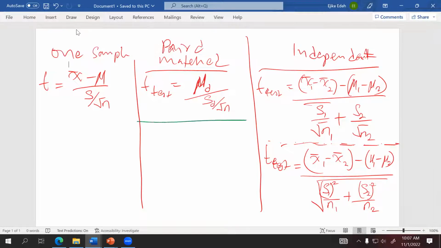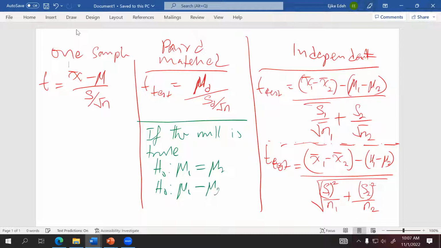Let me use green. If the null is true, and what is the null? The null is that mu of group 1 is equal to mu of group 2. If this is true, then it implies that mu of group 1 minus mu of group 2 gives us 0, because if those two are equal and you subtract, you should get 0. So if all I've said here is true, then we can simplify this formula. We just replace this with 0.